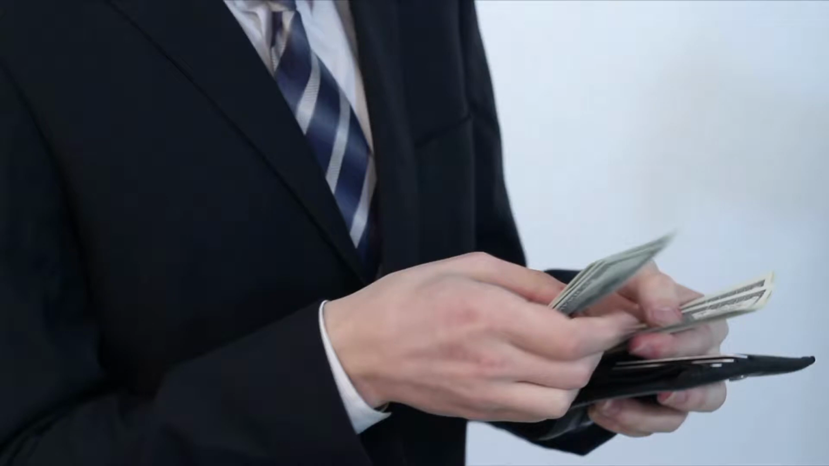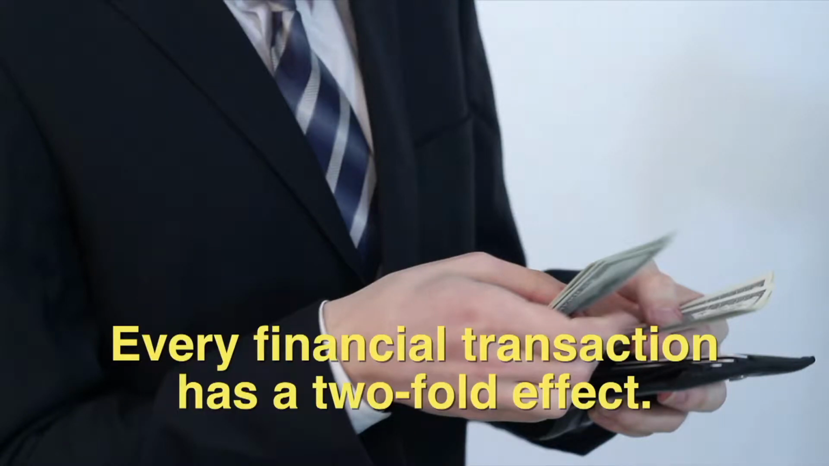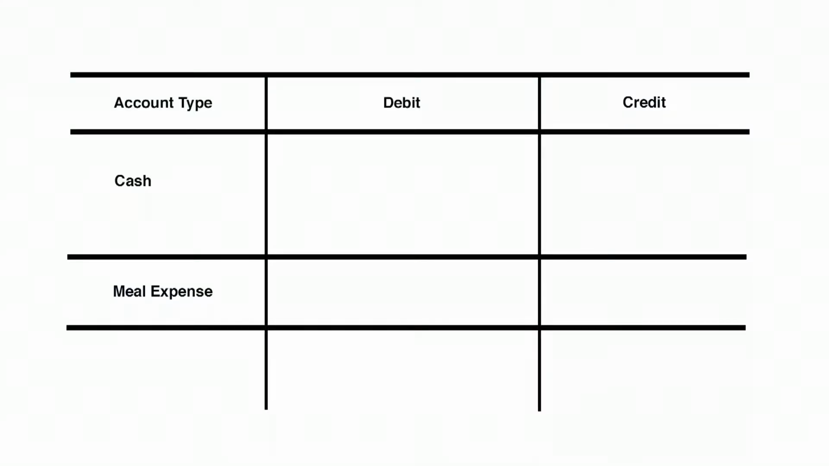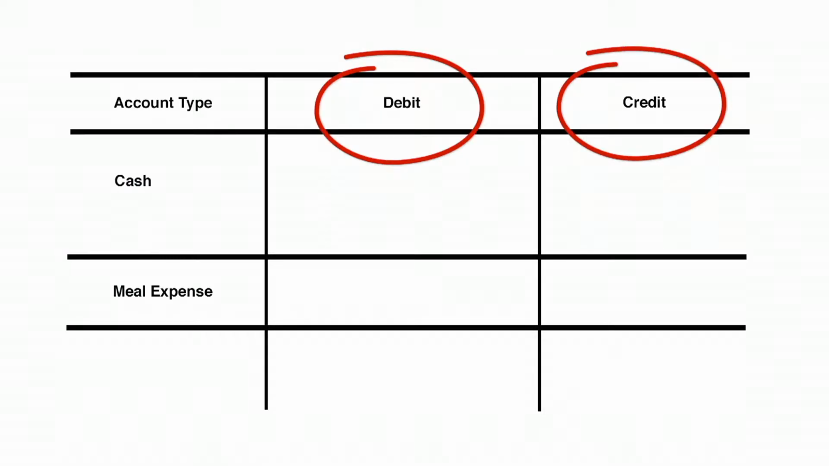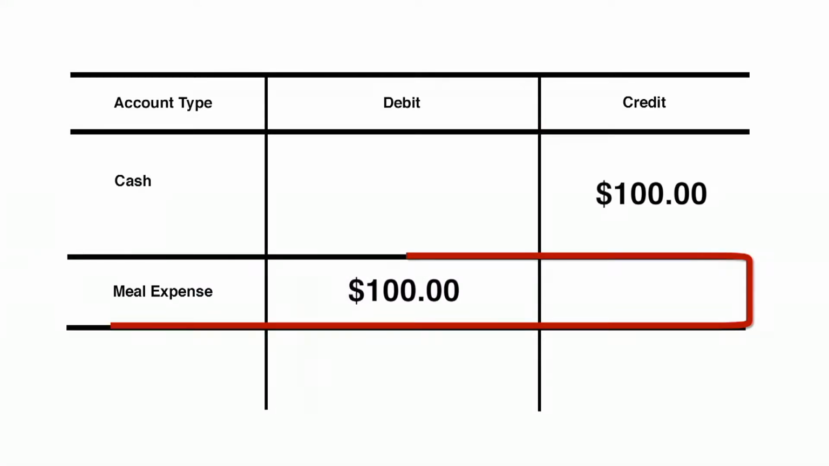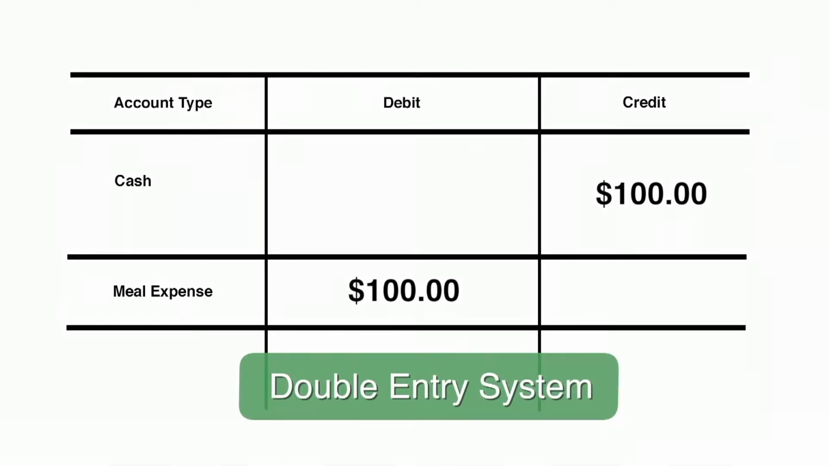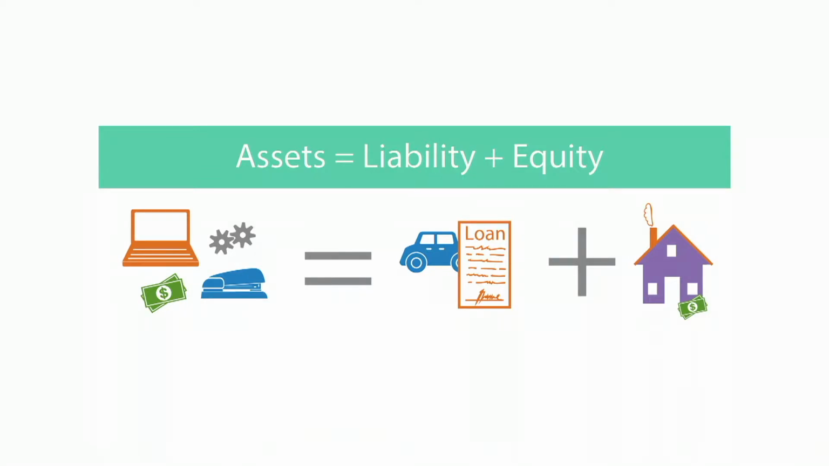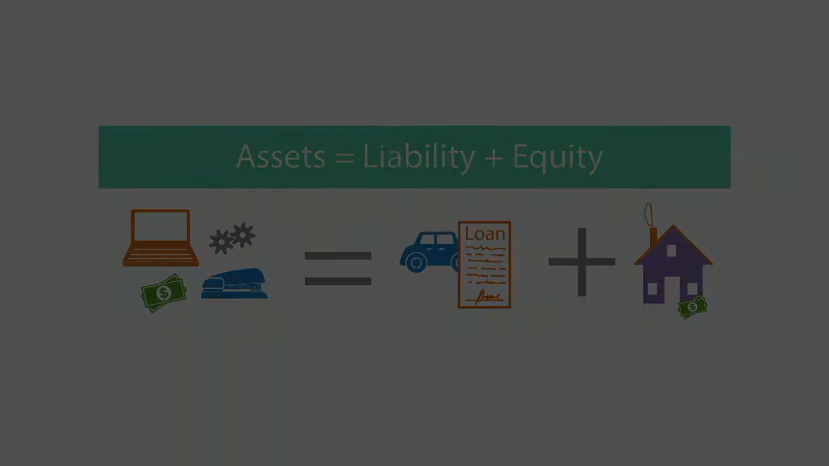The dual aspect concept emphasizes the fact that every financial transaction has a twofold effect. Under the system, aspects of transactions are classified under two main types: debit and credit. $100 will be credited under cash, and $100 is debited under meal expense. It's the basis for the system of recording transactions called the double entry system. Dual aspect is a concept based on the fundamental accounting equation that states that assets always equal liabilities plus equity.